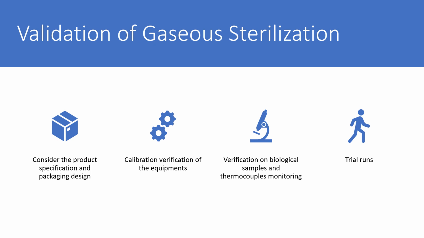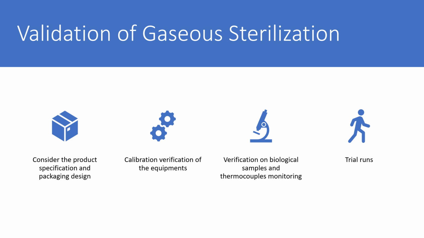Secondly, calibration verification of equipment is critical. Accurate calibration of sterilization equipment ensures that it operates within specified parameters, delivering consistent and reliable sterilization results. Regular calibration verification helps maintain the accuracy and reliability of equipment, minimizing the risk of under- or over-sterilization.